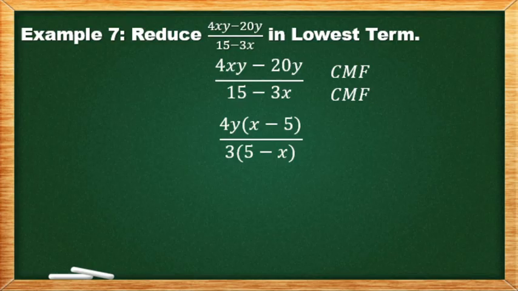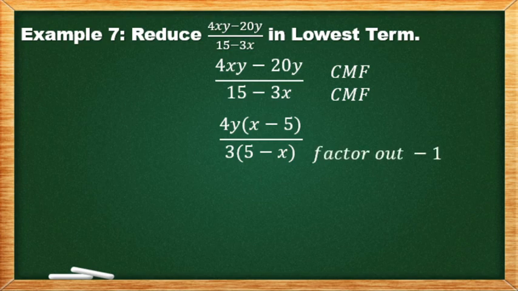So, nilabas natin ng 4y. So, ano natira? 4xy divided by 4y, x. Minus 20y divided by 4y. We can cancel yung y sa 20. That's why 20 divided by 4, 5. Okay. O, baliktad ang position. May x minus 5, may 5 minus x.